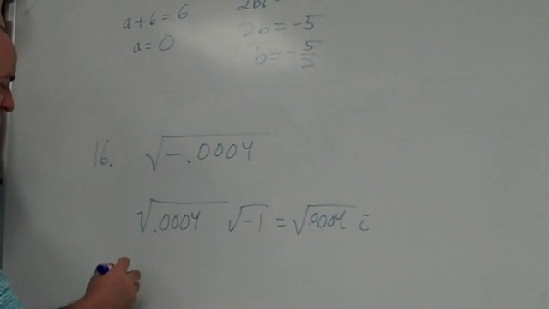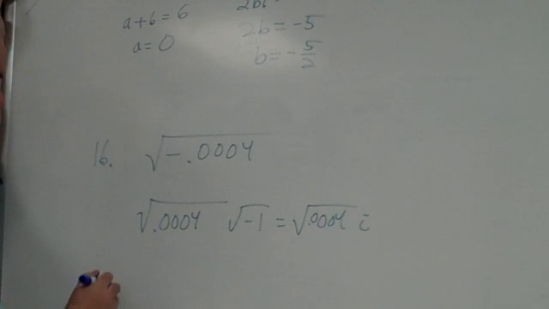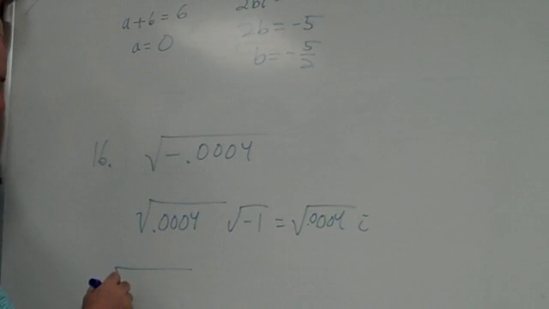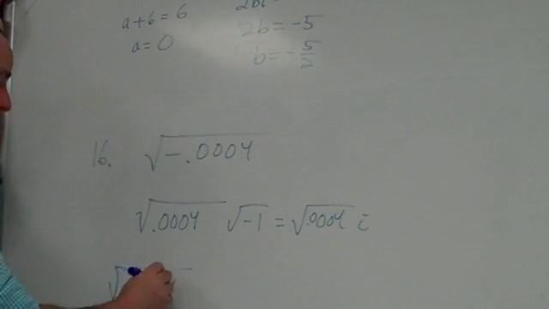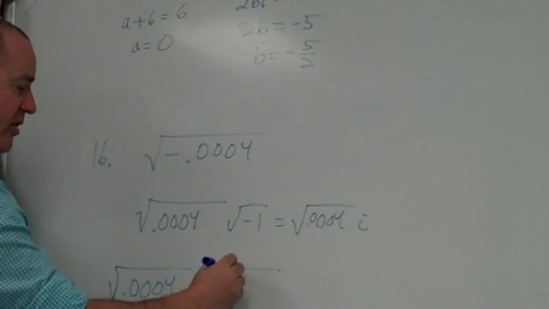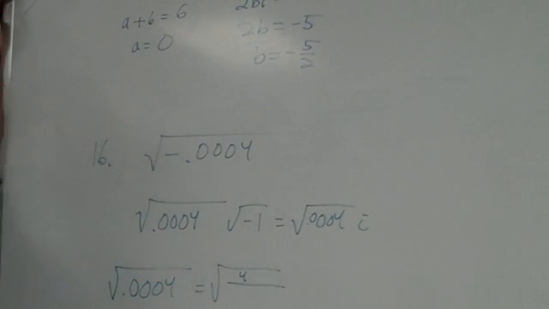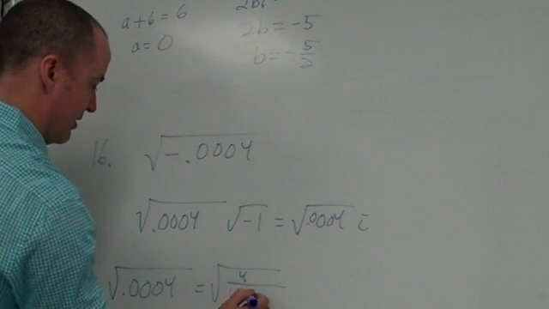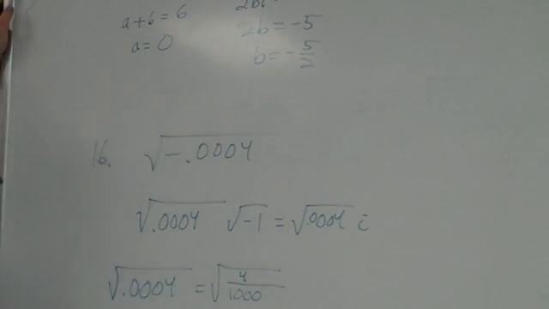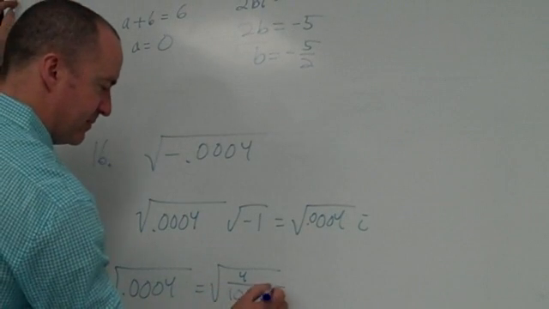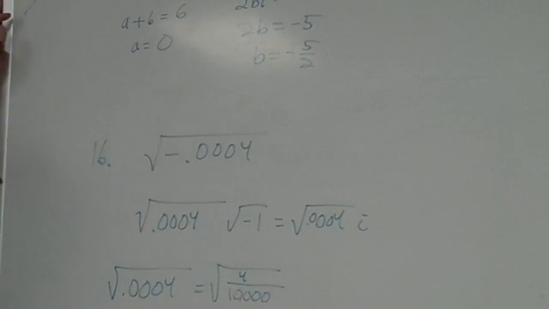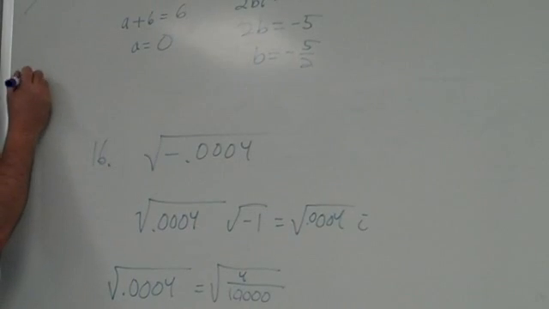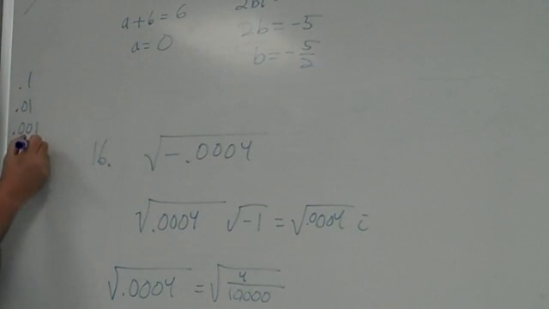They might want you to write it as 0 plus, let's take a look at just this separately. The square root of 0.0004 is the square root of 4 over the square root of 10,000, right? I don't know how many zeros there are. 0.1 is a tenth, 0.01 is 100, 2 zeros is 1,000.